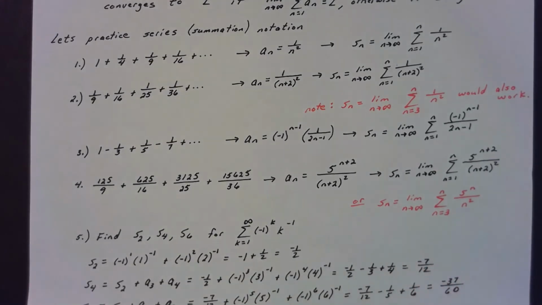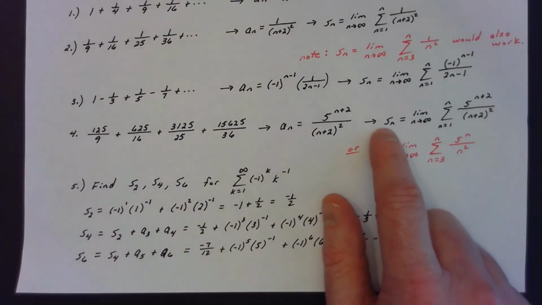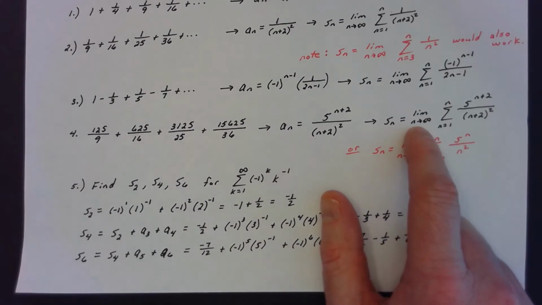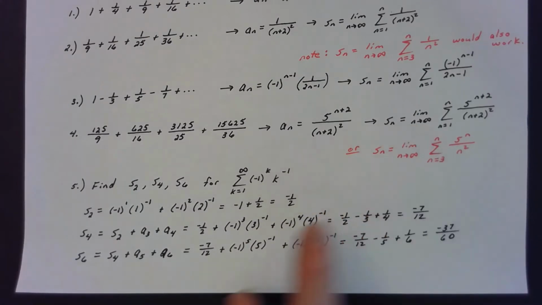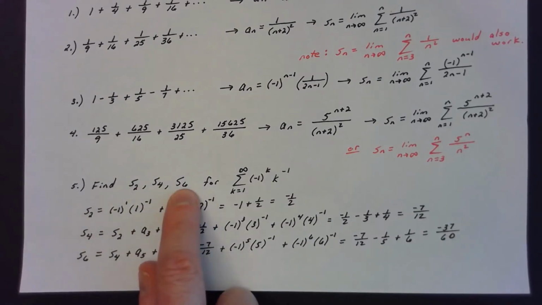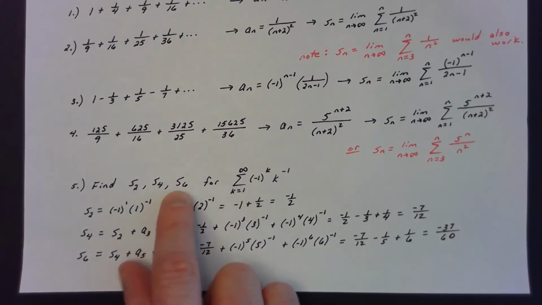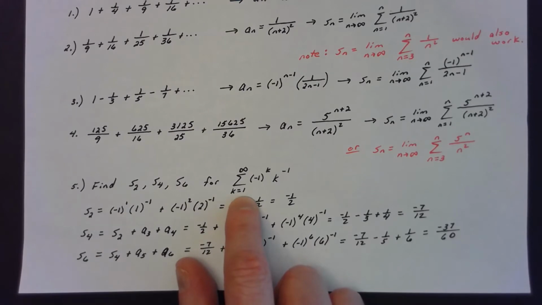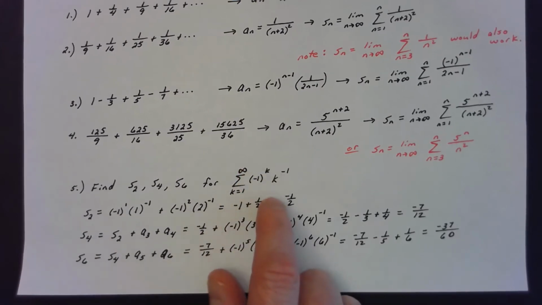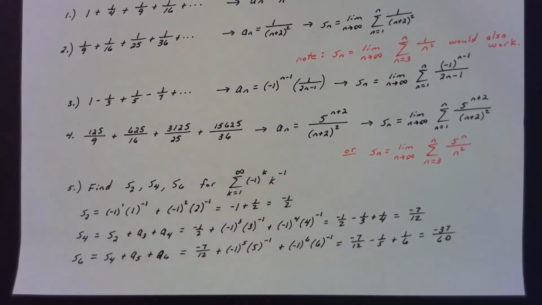if I wanted to find the nth partial sum. So what I mean by that is, instead of saying S sub n is the sum out to the infinite term, let's say I want a finite sum, the nth partial sum. I want to find S sub 2, S sub 4, and S sub 6. If the function that this sum is referring to is the series from k equals 1 to infinity of negative 1 to the k times k to the negative 1.